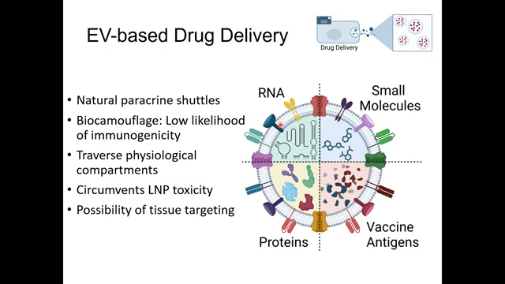Using EVs circumvents lipid nanoparticle toxicity, which is fairly pronounced when you look at the RNA therapeutic trials, some of which have ended because of toxicity issues. And then also the possibility of targeting tissue by designing or at least choosing where that EV comes from. And of course, the cargo we've discussed before can be RNA therapeutics, small molecules like doxorubicin and other chemotherapeutic agents, vaccine antigens, and proteins like growth factors and the like.